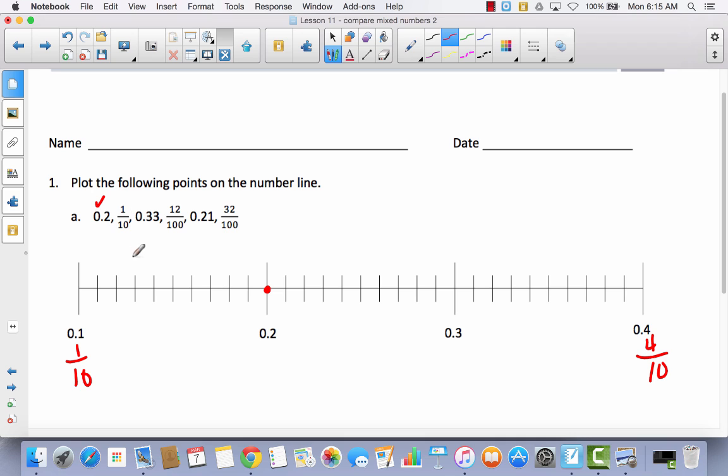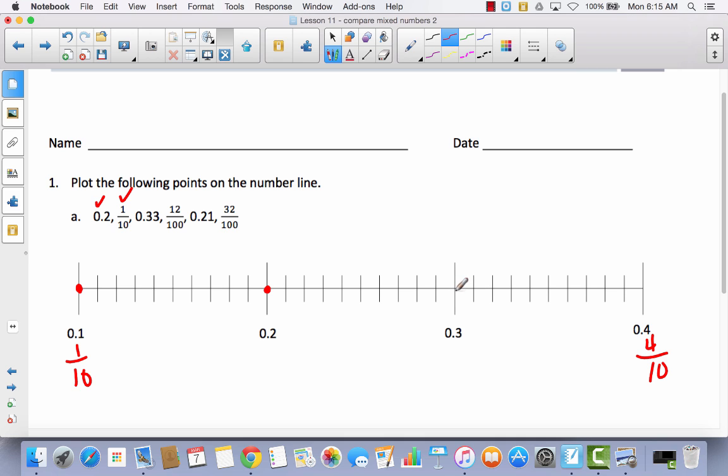Now we've got 1/10, which again is already on the number line. All we have to do is just mark it. We don't have to label it. And now we have 33 hundredths. So this would be 10 hundredths, 20 hundredths, 30 hundredths. So if I wanted 33 hundredths, where do you think that would be?